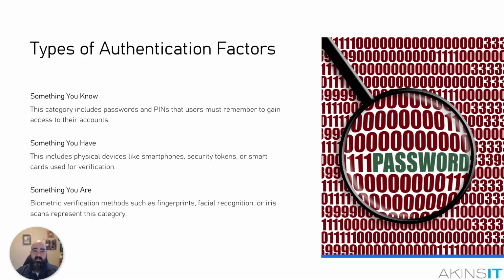And so the types of authentication we use for MFA are something you know, so that's going to be your password or a PIN, something you have, which would be your phone, so you can get an SMS code, or you'll use an authenticator app, or something you are. Some systems will allow you to use your fingerprint or facial recognition to get into a system, and those are all things that you can use for MFA.